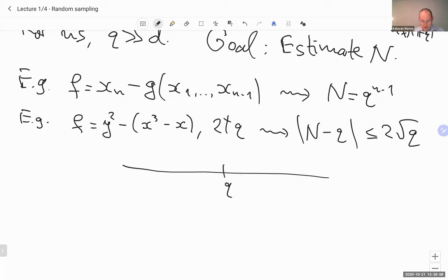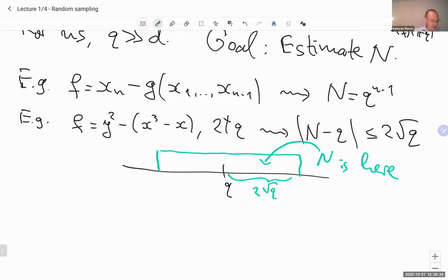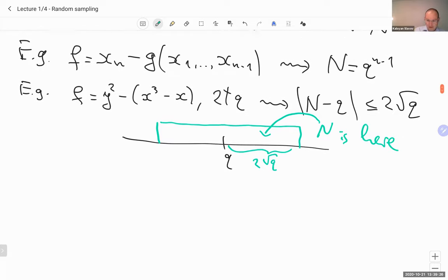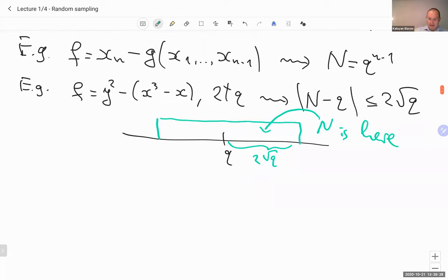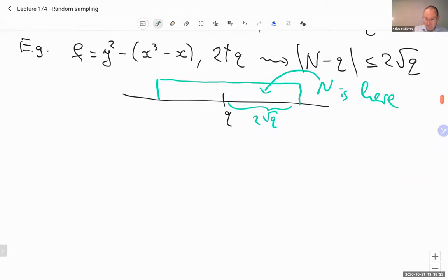Or we can draw it like this. q, and then in green, I will draw this interval of radius 2 square root of q, and N belongs to an interval like that. These are two basic examples of polynomials. We are interested in counting the number of solutions.